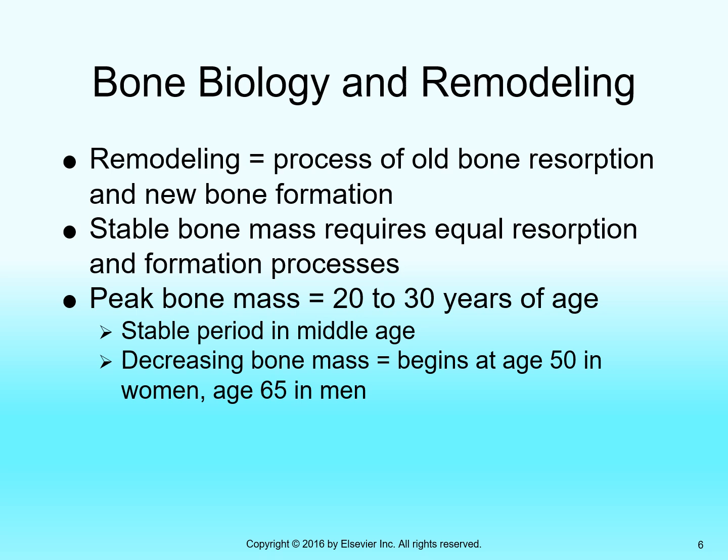Toward formation in your early life. In your middle life, those two processes are in balance, and then later in life, resorption starts to surpass new bone formation, and so you start to get decreasing bone mass. In women, this begins at age 50, in men, age 65.